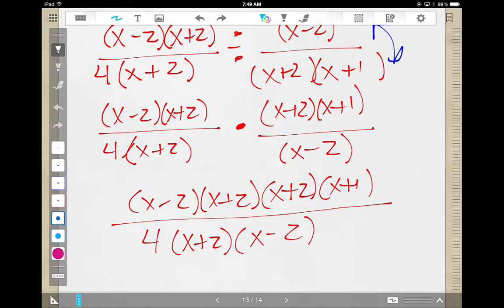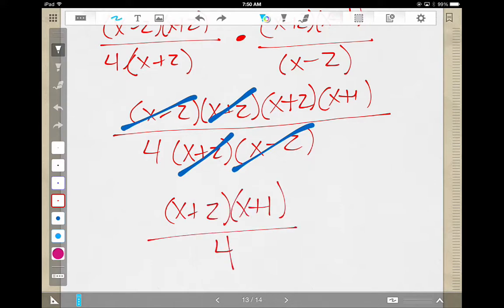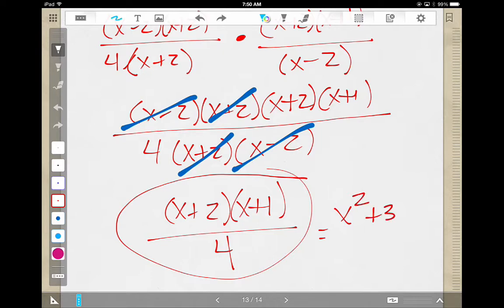So now that it's been multiplied together, I like to simplify from here. I notice an x plus 2 and an x plus 2 that will reduce to 1, an x minus 2 and an x minus 2 that will reduce to 1. I don't see any other factors that are the same. So what I'm left with is the x plus 2 times the x plus 1 over 4. And I'm okay if you leave it just like that. But if you wanted to multiply it out to x squared plus 3x plus 2 over 4, I'm okay with that too.